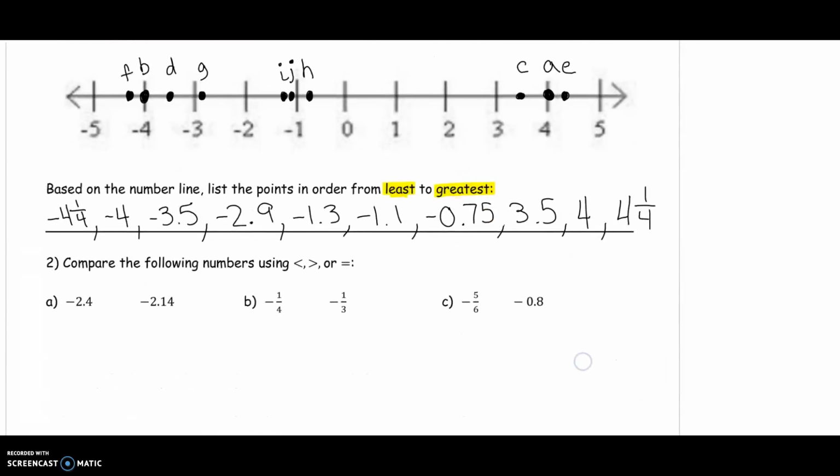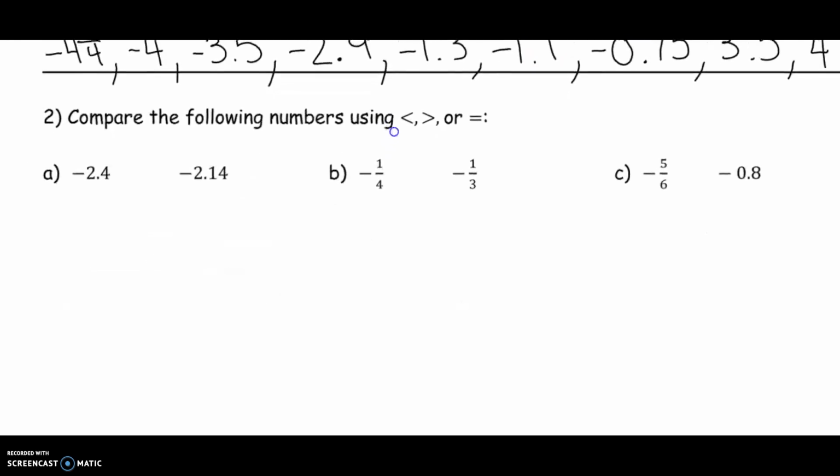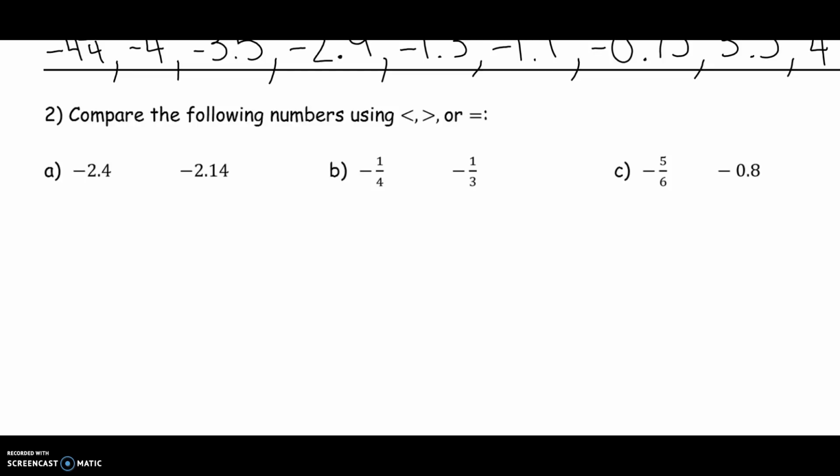For number 2, we're asked to compare the following numbers using less than, greater than, or equal to symbols. Let's take a look at A. So remember, when we're comparing two negative numbers, it should be the opposite of what we would do when we're comparing positive numbers. So I'm going to write down positive 2.4 and positive 2.14. If it helps, we can add a 0 here, 2.40 and 2.14. And we can tell that 2.40 would be larger if it were positive.